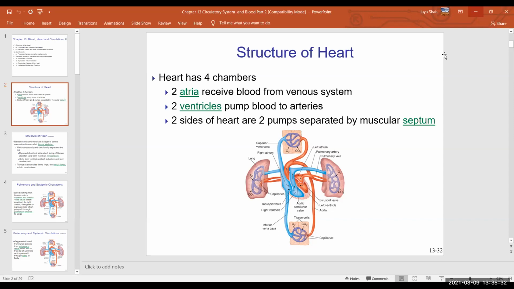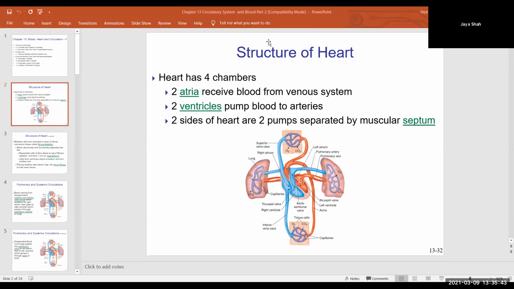Can you guys see this heart model? No, your camera's not on. Oh, really? Okay. So this is the heart model. Can you see it?